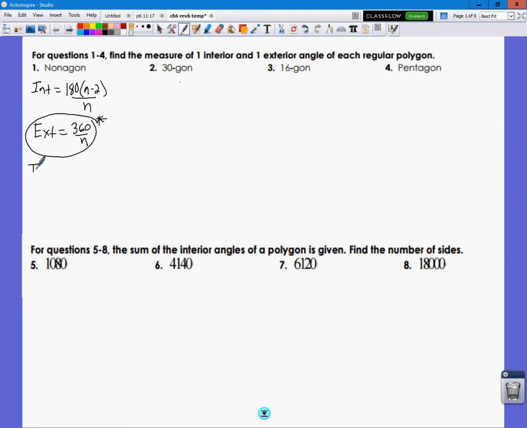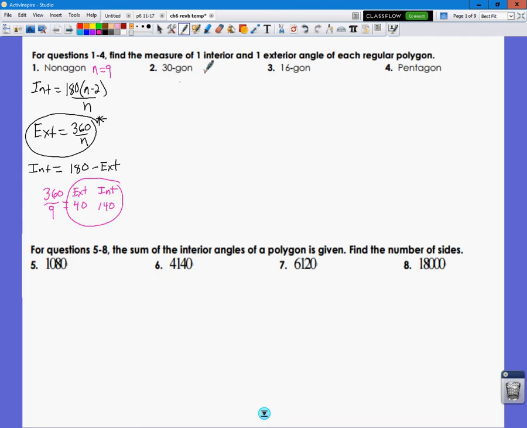And then to find the interior angle, since an interior angle and an exterior angle always add up to 180, I like to take 180 and subtract the exterior angle to find my interior angle. So a nonagon has 9 sides, so n is 9. 360 divided by 9 is 40. That's my exterior angle. And if I subtract 40 from 180, my interior angle is going to be 140 degrees.